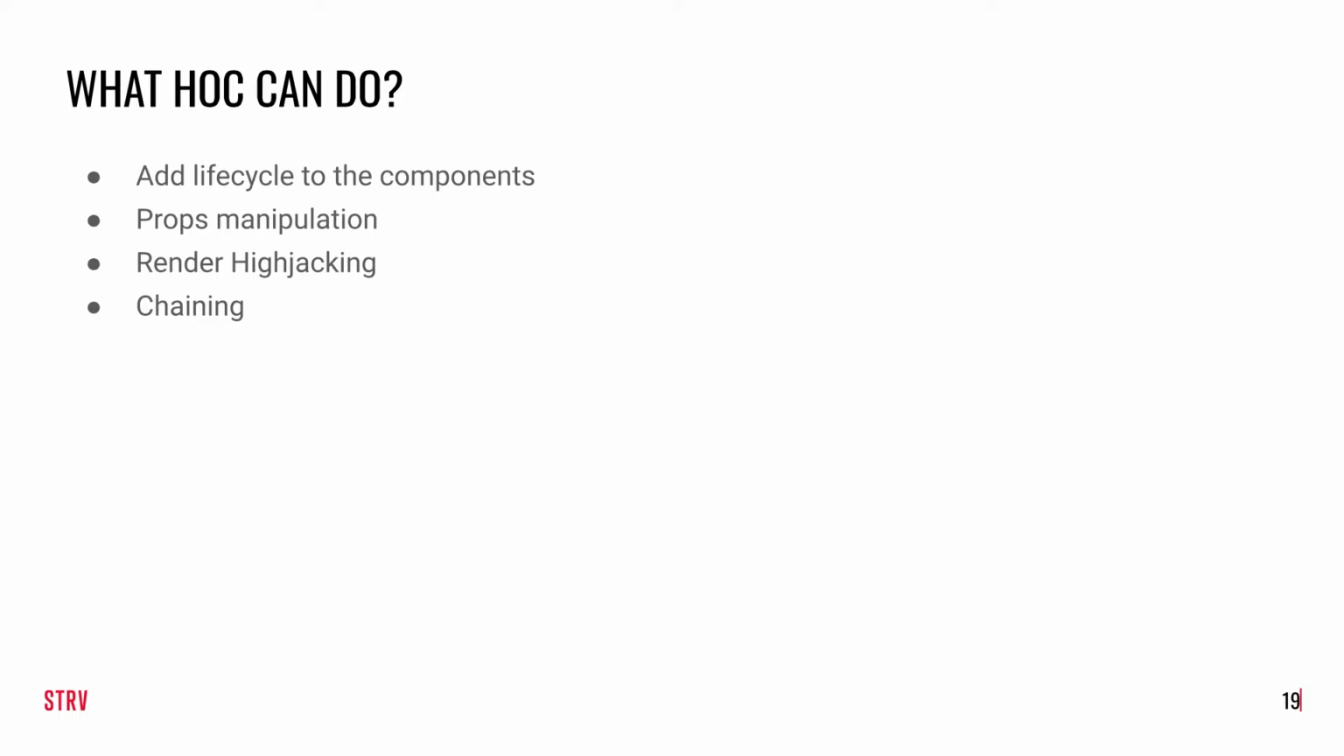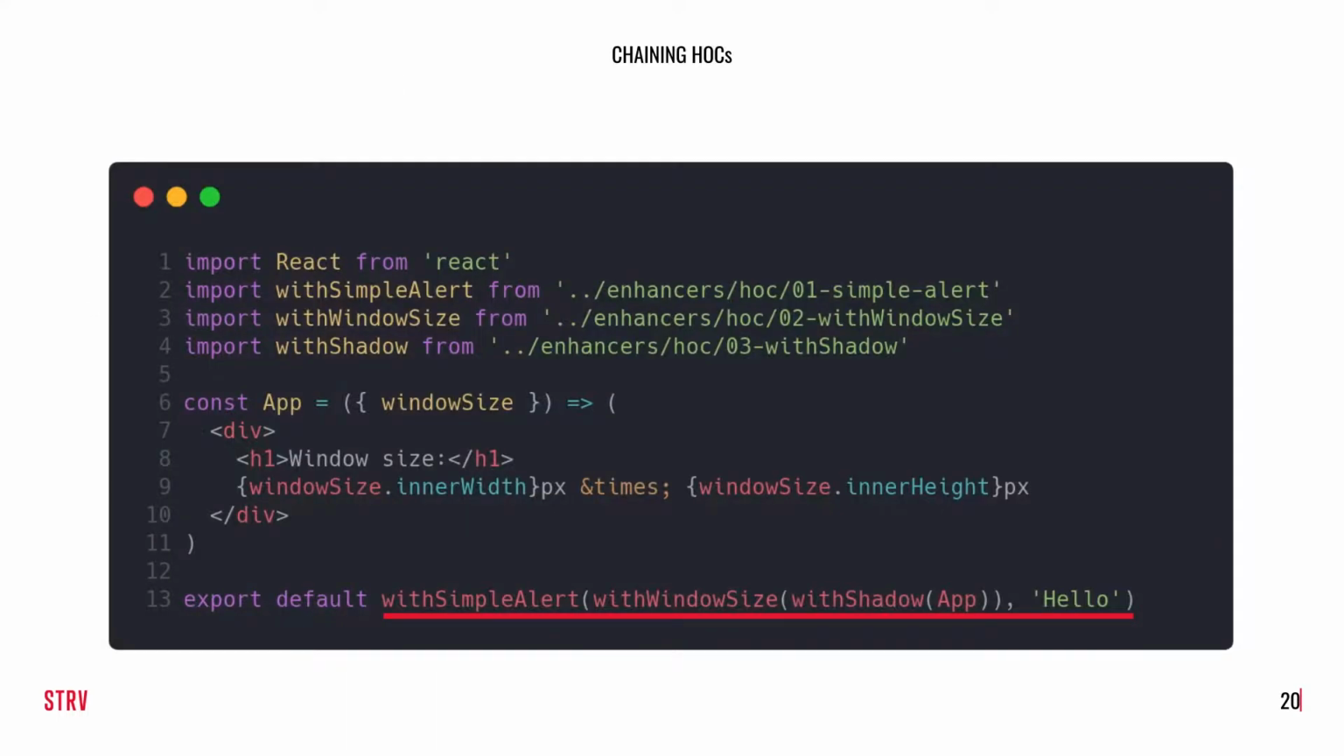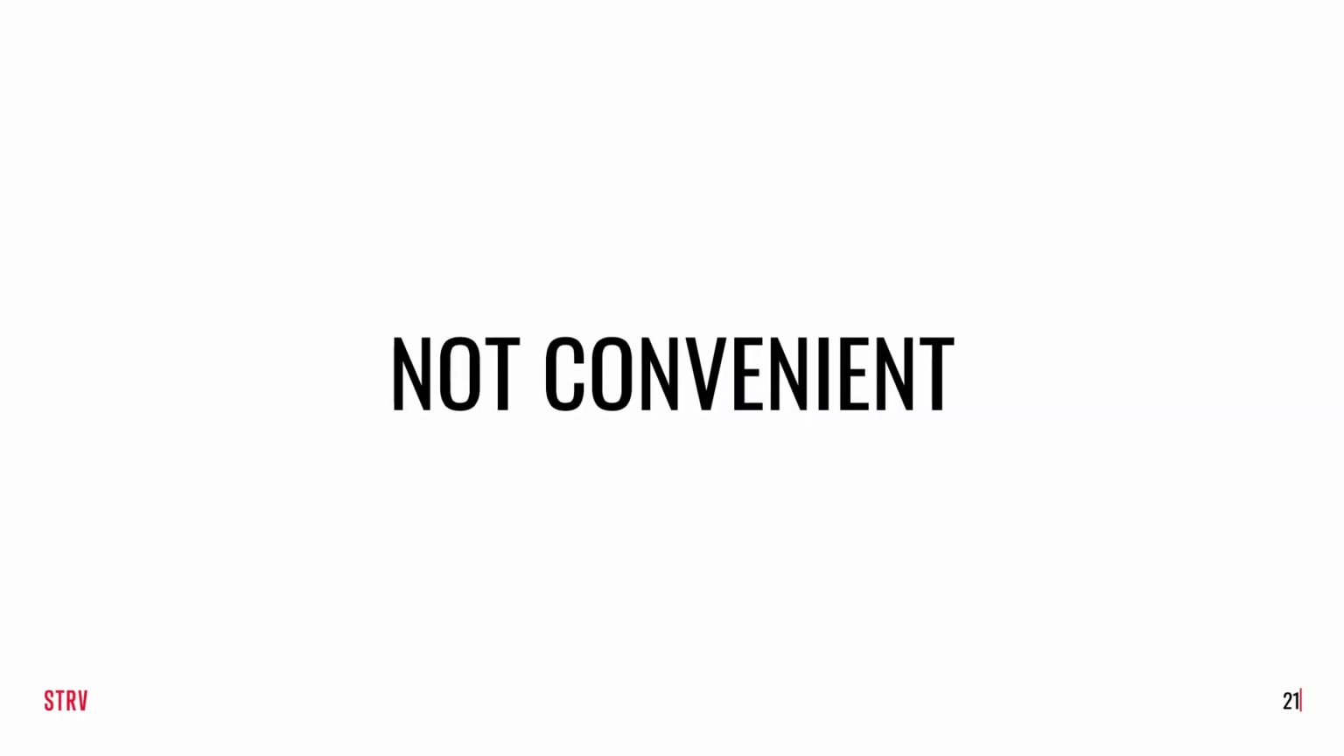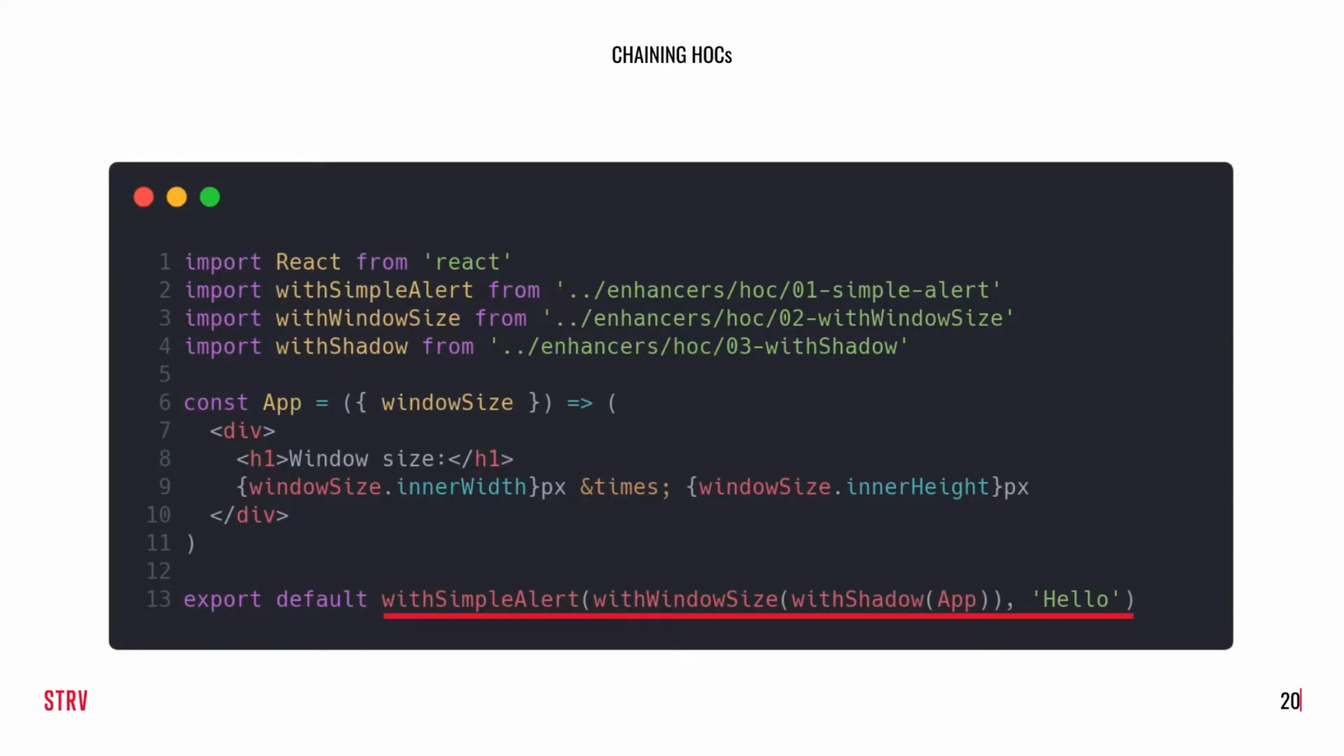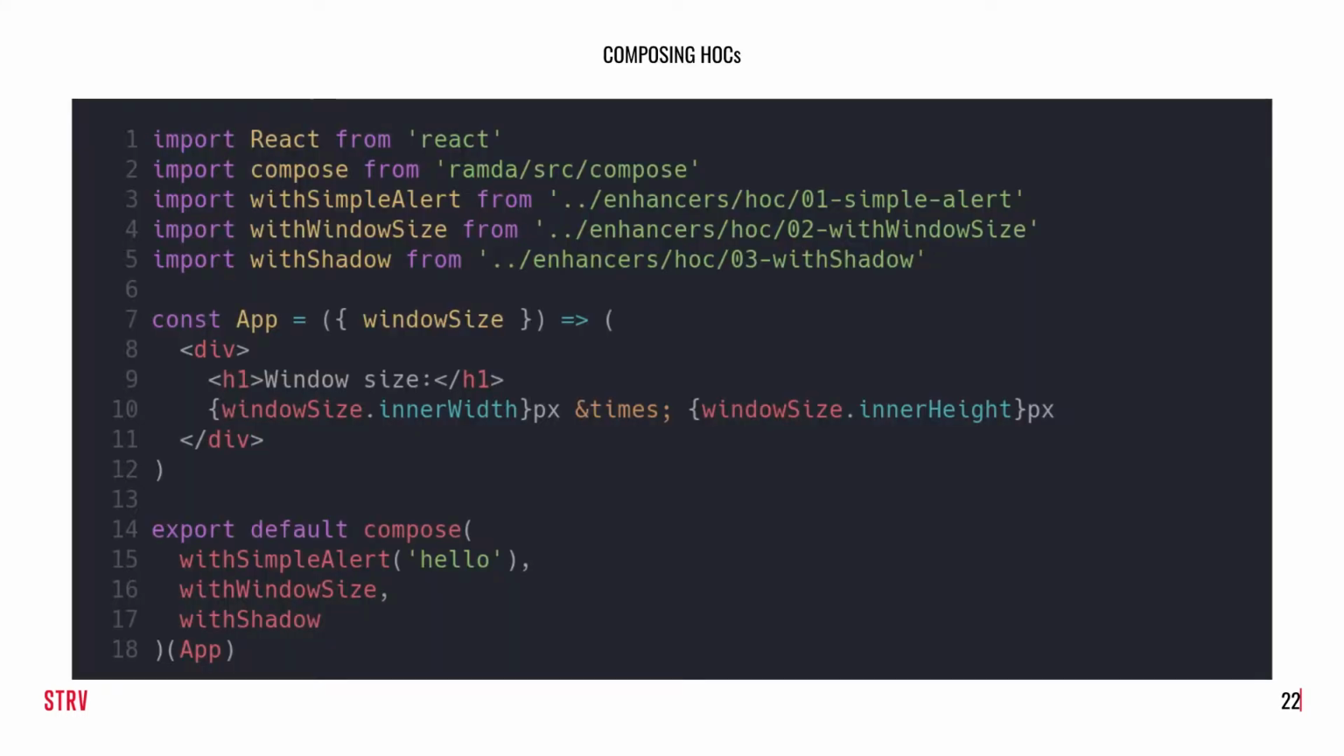And another important thing you can do with them is chaining. It can look like this when you have several HOCs and you want to use them on your component at once. This isn't a convenient way because it's really ugly and hard to read. So there is another way to use it, and it's by composing functions. You can use compose from Ramda, for example, but React Redux also has its own implementation of compose. Then you pass your HOCs as function arguments.